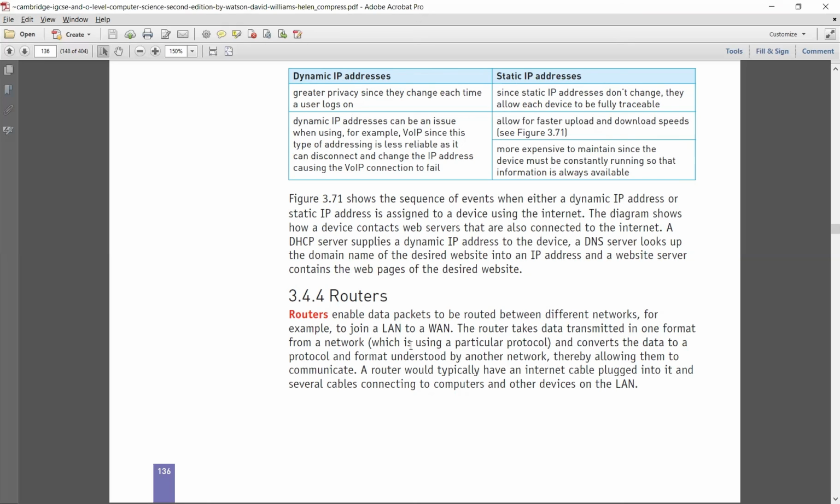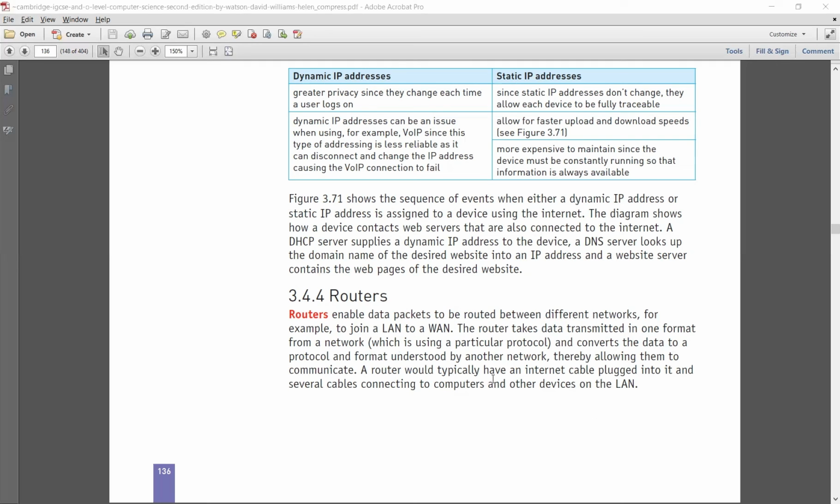Like maybe I am working in an organization, I have a local area network, and the local area network will be connected to the internet using the routers. Yes, exactly. You are absolutely correct. And a question can come in the paper regarding the job of routers also. And remember, it's also converting the data to a format or protocol understood by another network. So once the data is transmitted from a LAN to a WAN, it has another job, to convert the data to a protocol or format which is understood by the other network. It means it is working as an intelligent device. It's not a normal device, it's an intelligent device.